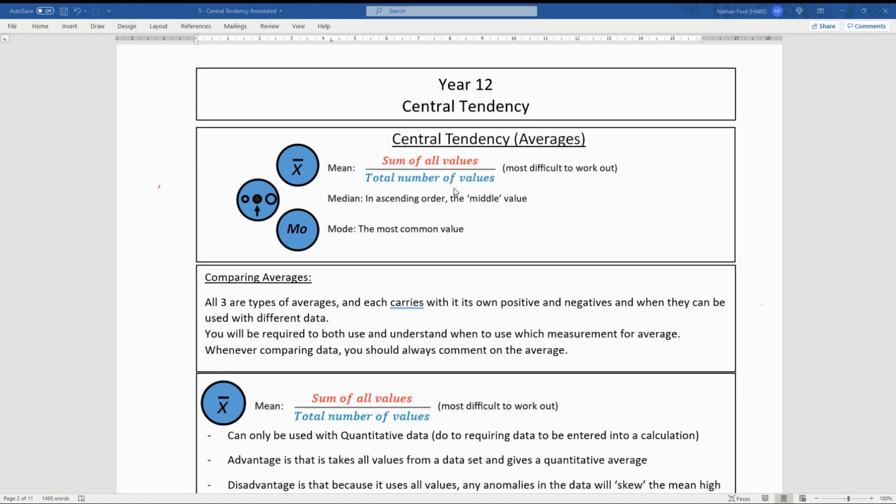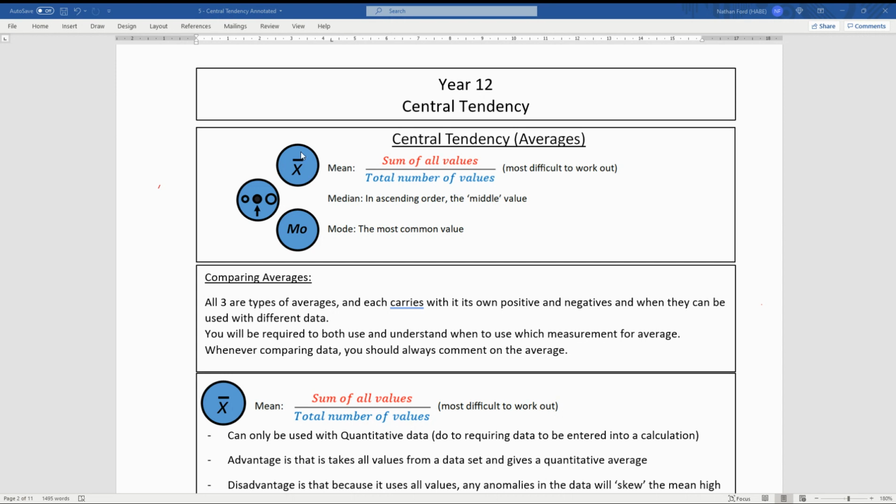Okay, so whenever we're talking about central tendency, we're actually talking about one of the three things that you've done since year 7: mean, median, and mode. Now, these are all averages. They are used in different scenarios for different reasons. One is not more important than another, and that's the first thing we're going to talk about.